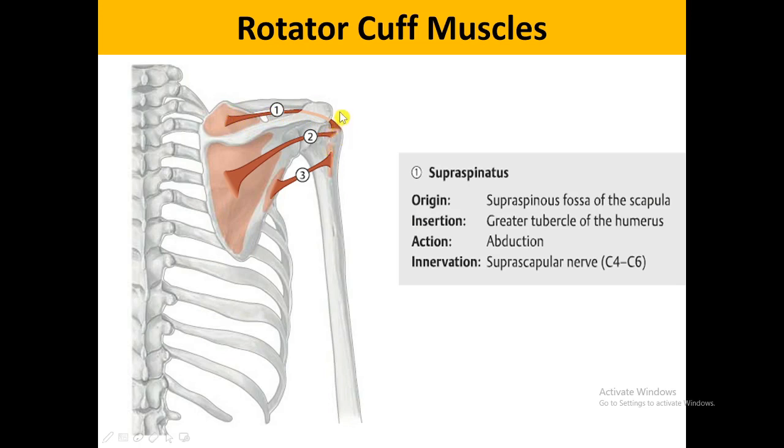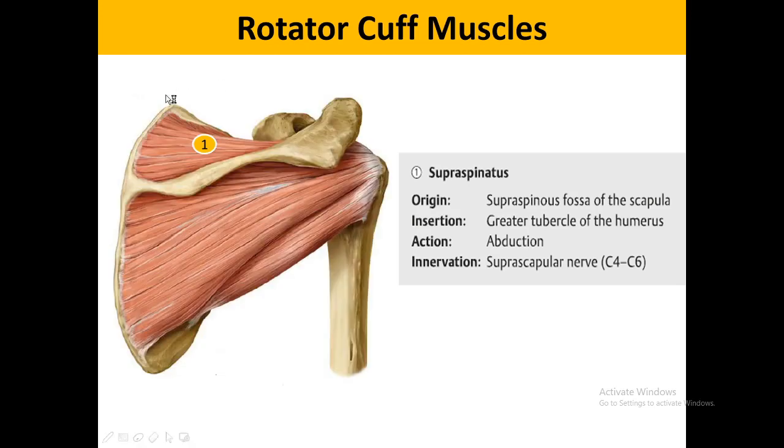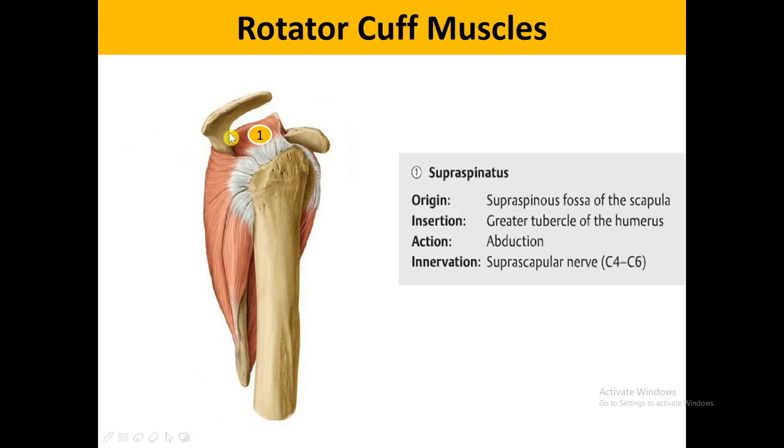at this part. Its main action is abduction of the arm at the shoulder joint, and its innervation is by the suprascapular nerve, which comes from the C4 to C6 level. Let's have a look at how the supraspinatus muscle looks from its origin. Let's have a look from the lateral view, attaching at the greater tubercle of the humerus superiorly at this spot.